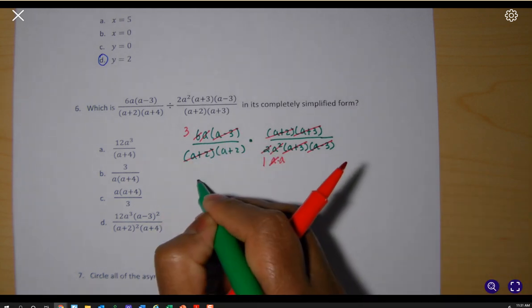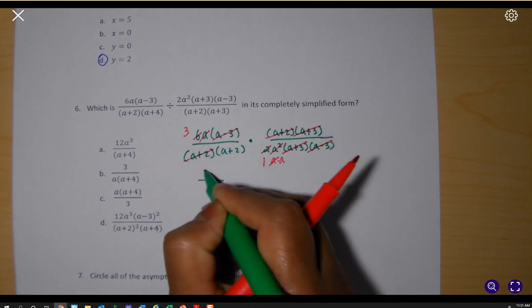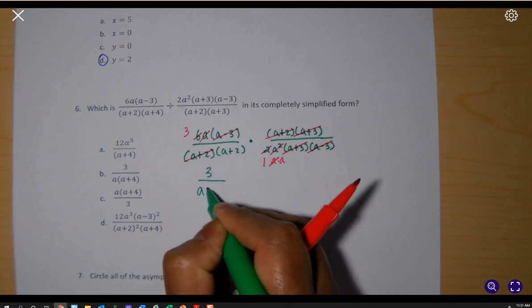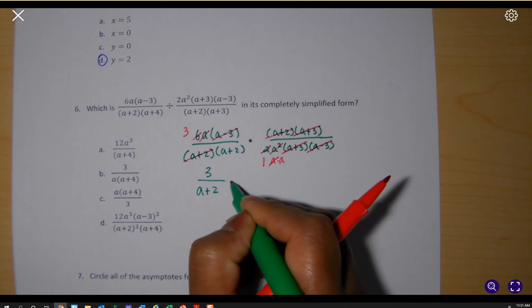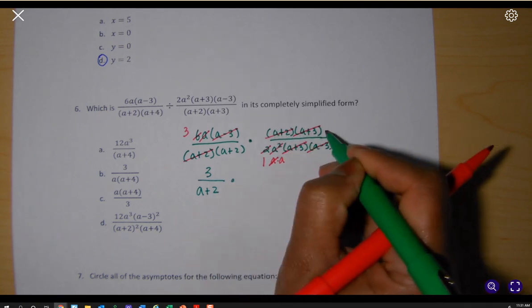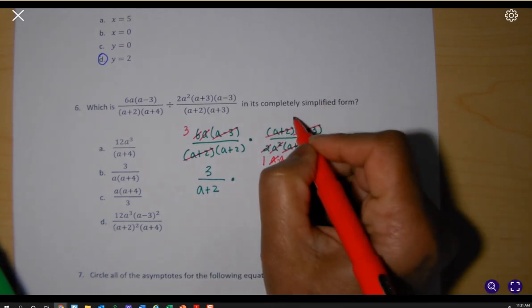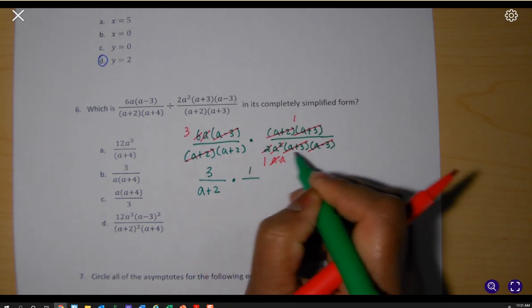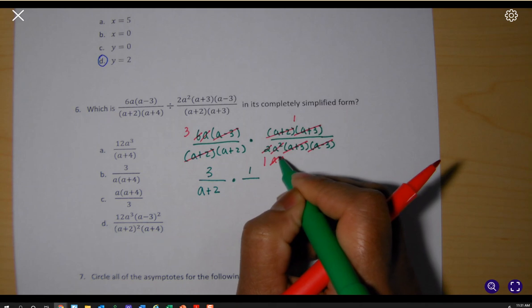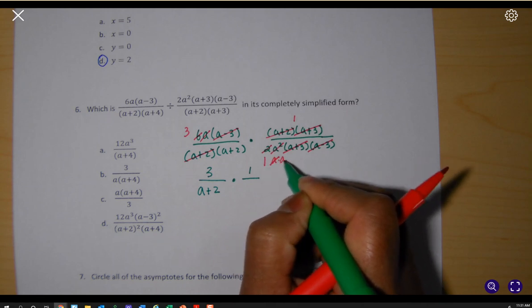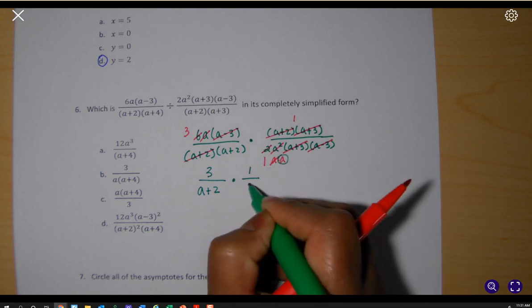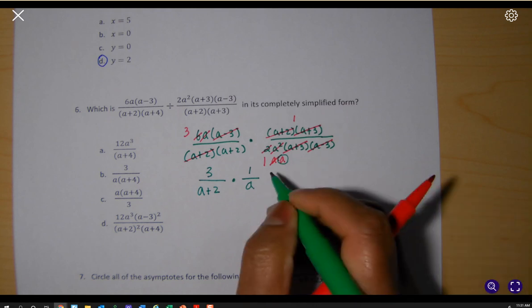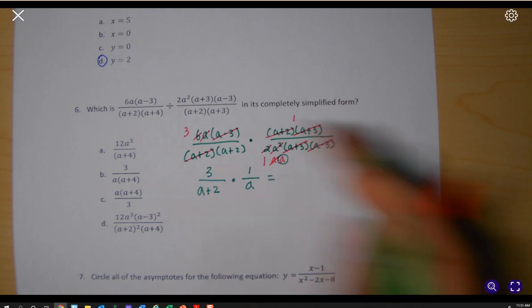So you have here 3 in the numerator, and then you have a plus 2 in the denominator times. Everything goes away. When everything goes away, then it means there's a 1 there. So there's a 1 over, and looks like there's a 1, but don't forget this a right here. There's an a over here. So now, to do this, you can multiply straight across.